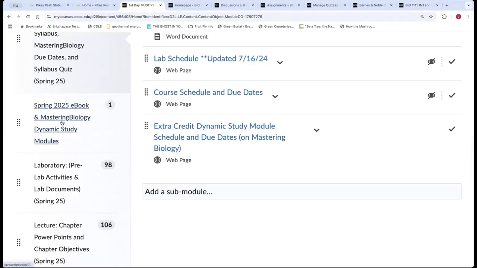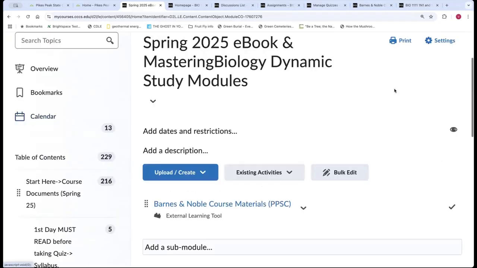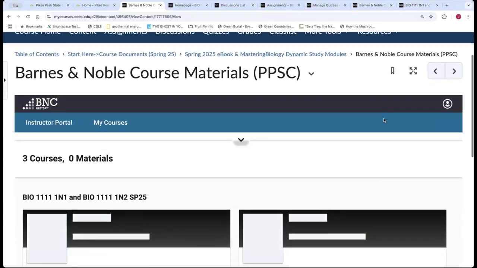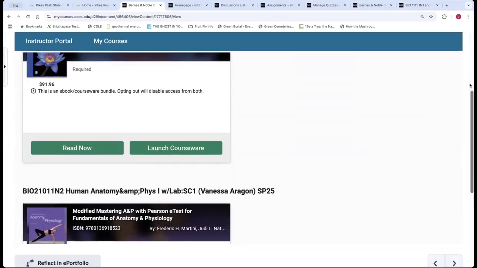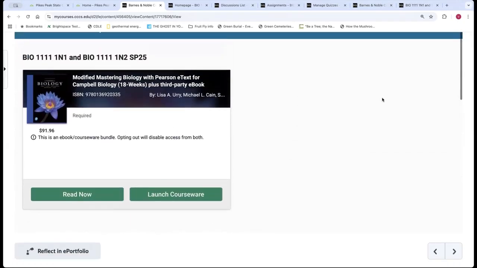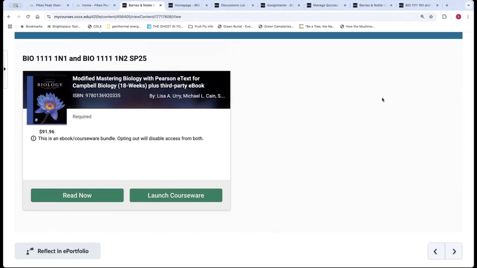So let's go to the ebook, the Mastering Biology. So this is going to be where you find your textbook and your Mastering Biology Dynamic Study Modules extra credit. You're going to see your Barnes & Noble link. Barnes & Noble, I'm sure you're familiar with that. It's going to pop up and it's going to take you to the publisher.